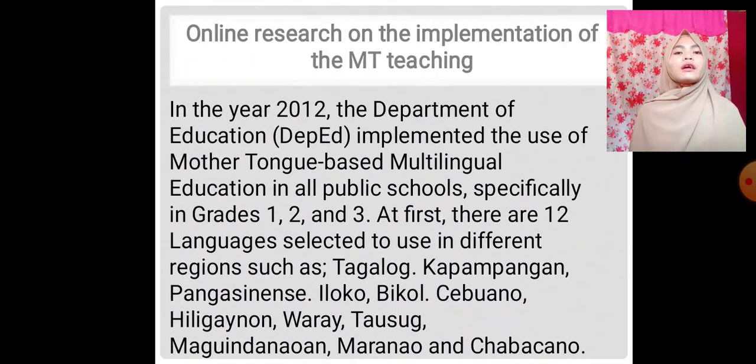And based on my research on the implementation of MT teaching, in the year 2012, the Department of Education, the DepEd, implemented the use of mother tongue-based multilingual education in all public schools, specifically in grades 1, 2, and 3. At first, 12 languages were selected for use in different regions, such as Tagalog, Kapampangan, Pangasinan, Ilocano, Bicol, Cebuano, Hiligaynon, Waray, Tausug, Maguindanaon, Maranao, and Chavacano.